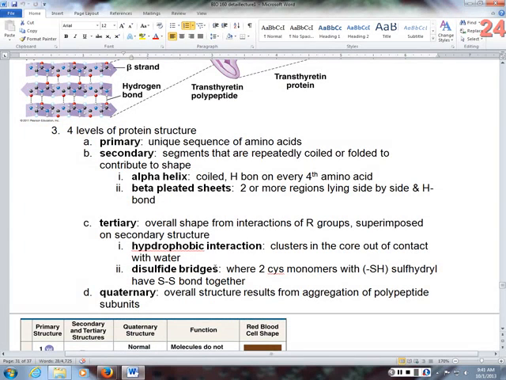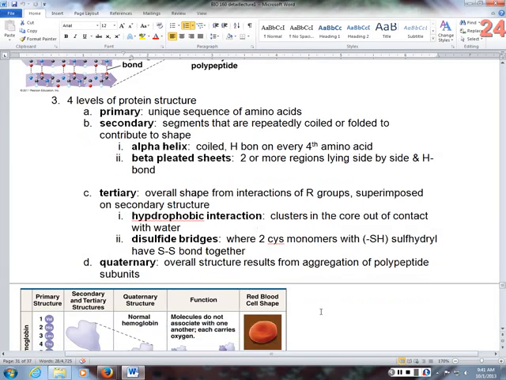And then the quaternary structure is going to be the overall structure that results from multiple polypeptides. So that would be like taking your origami things where you make two halves with a piece of paper, and then you combine them together, making the final structure. Except with a protein, you may have multiple polypeptides that end up making your final protein.